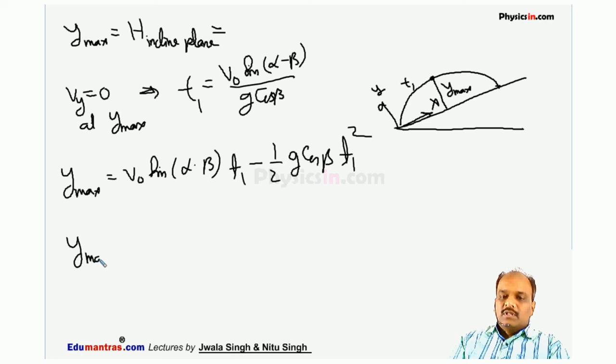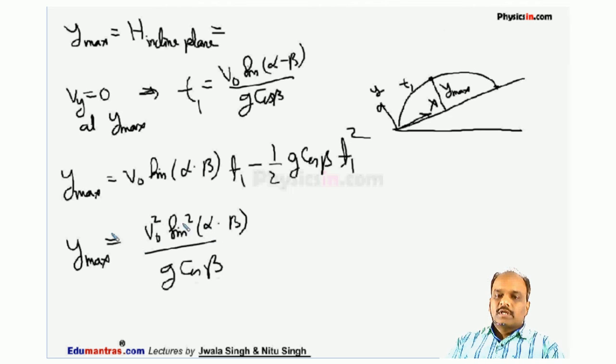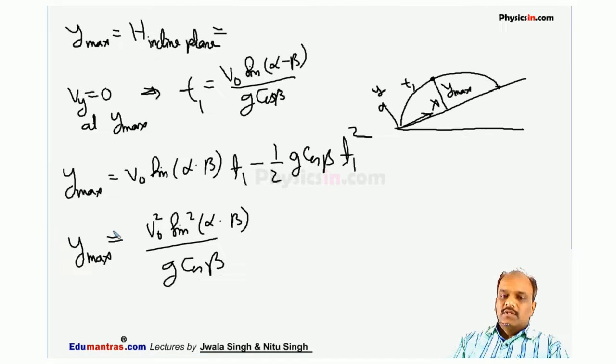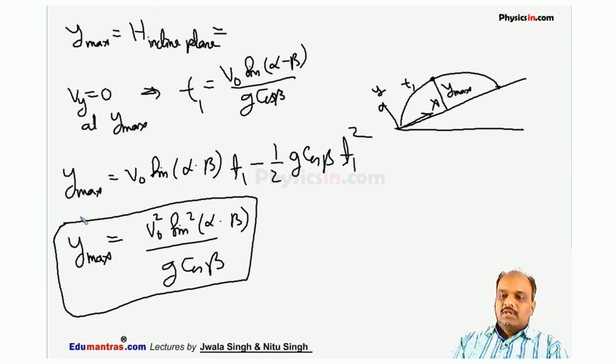Y max means the maximum height of this particle from the inclined plane. This is the maximum height from the inclined plane. This is not the maximum height from horizontal ground, which comes out to be V naught square sine square alpha minus beta divided by 2g cos beta. This is the maximum value of y coordinate attained by the particle during the entire motion.